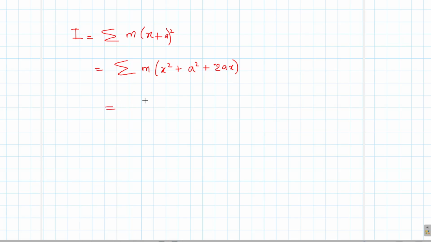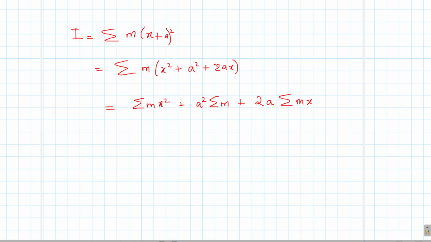So this is simply summation mx square plus a square into summation m. I can take a square outside this summation since a square is a constant, but in summation mx square, both m and x are variables. Depending on the choice of the point, m and x will vary. So you cannot take m or x outside the summation. Here a square is a constant irrespective of the choice of the point, plus 2a into summation mx. So 2 and a are constants there, into summation mx.